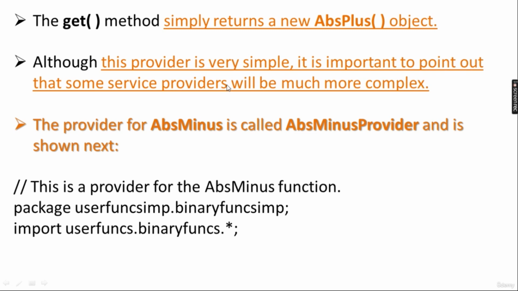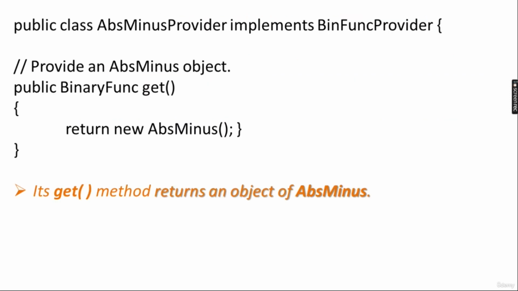The provider for AbsMinus is called AbsMinusProvider. It's like this: package user.functions.implementation.binaryfunctions implementation, import user.functions.binaryfunctions. Public class AbsMinusProvider implements BinaryFunctionProvider. Public BinaryFunction get() { return new AbsMinus(); }.